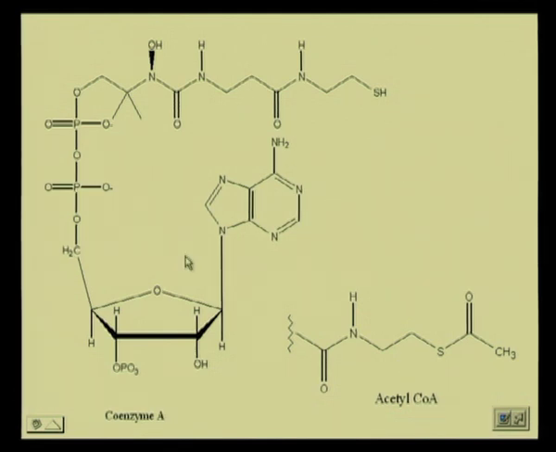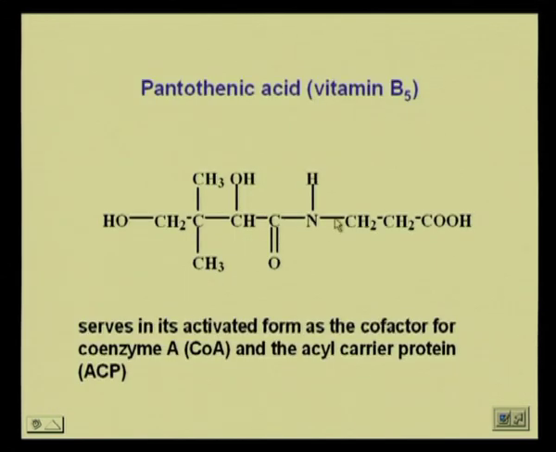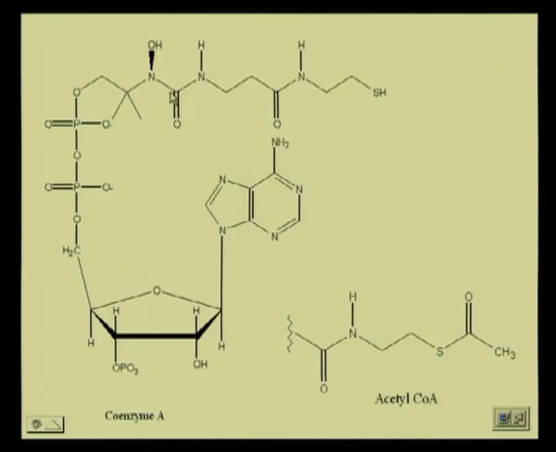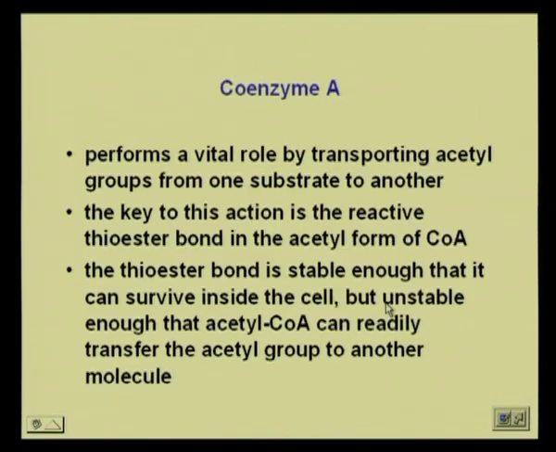So, coenzyme A comes into the picture. How do you get coenzyme A? If you use pantothenic acid. Pantothenic acid in its activated form is part of coenzyme A that then forms acetyl CoA as it is called, and this is involved again in a number of reactions. What are these? Coenzyme A, it performs a vital role by transporting acetyl groups from one substrate to another.